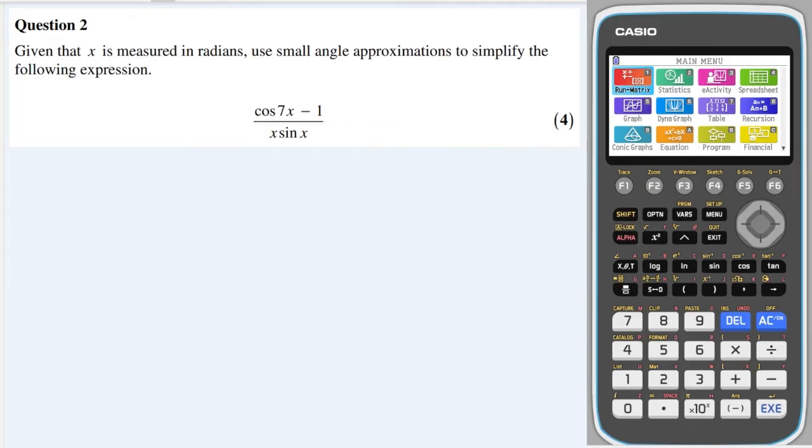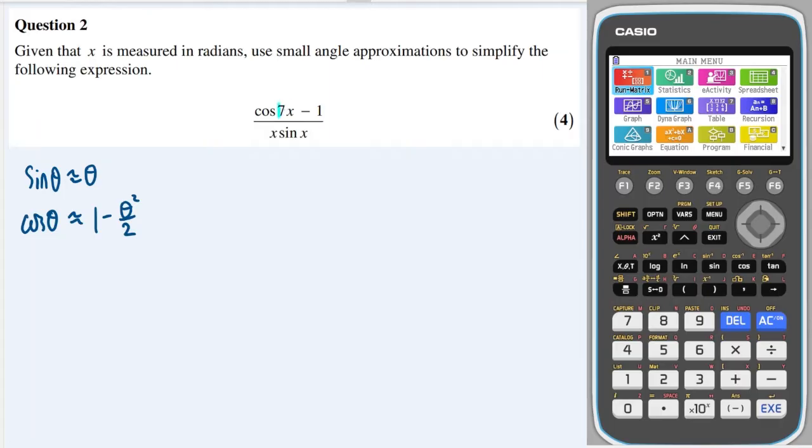We have a small angle approximation and we need to know that sine theta is approximately theta when theta is small, and in radians, and cos theta is 1 minus theta squared over 2. These are given in our formula booklets, so we don't need to memorize them.